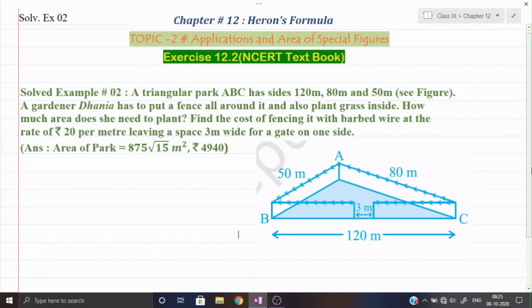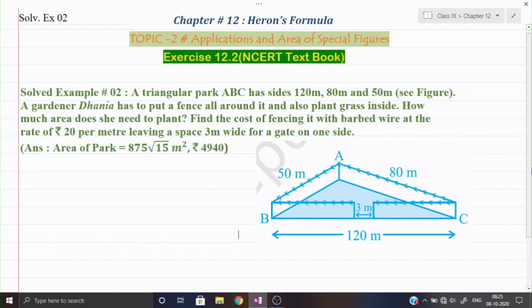Hello students, today onwards we are going to take the solved examples of the chapter Heron's formula. I am taking some selective examples, and whichever are simple ones I am giving you as homework. One or two solved examples we are leaving because they are not part of the reduced syllabus.